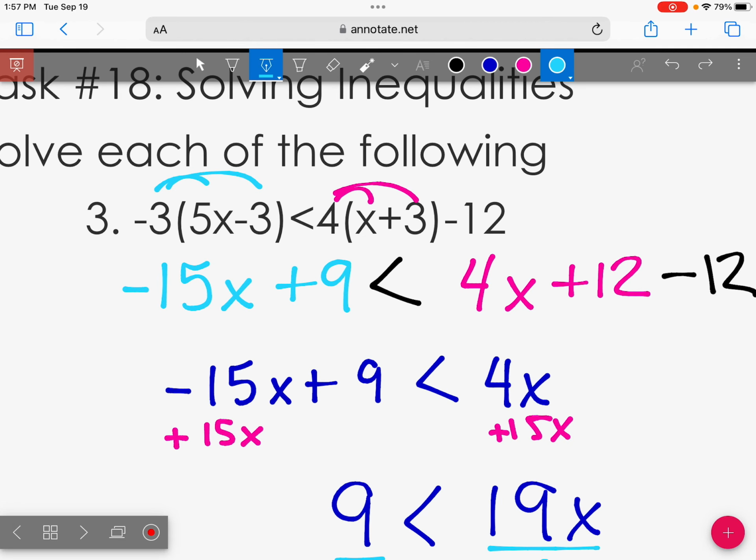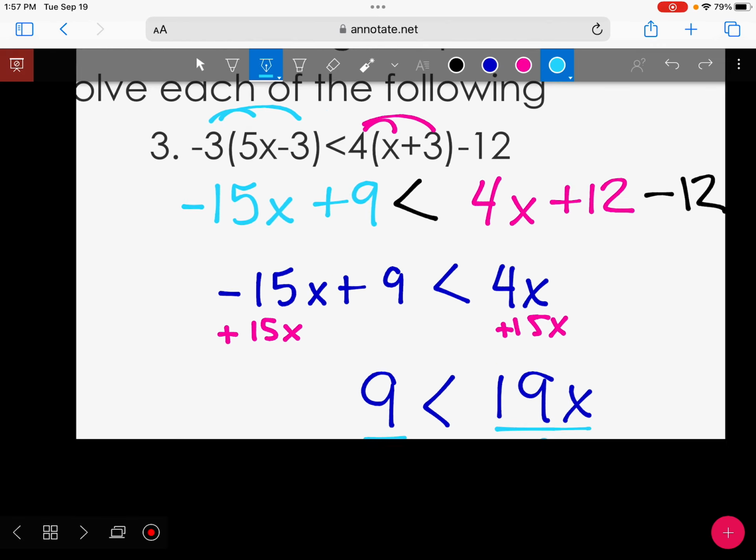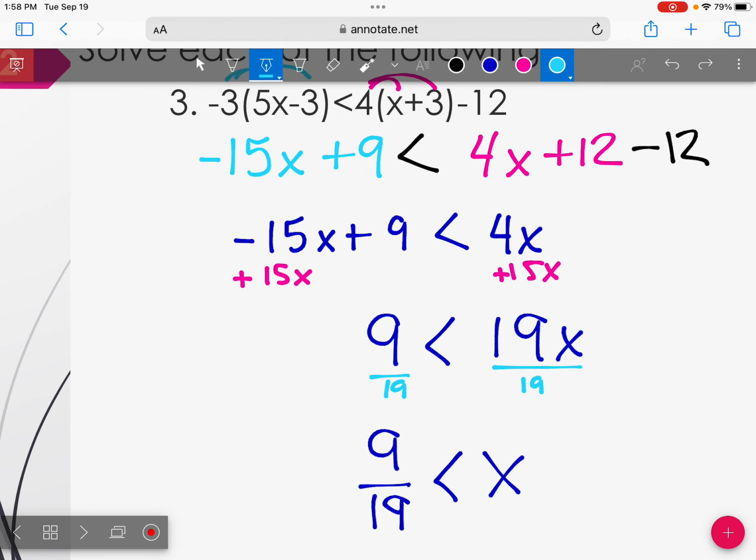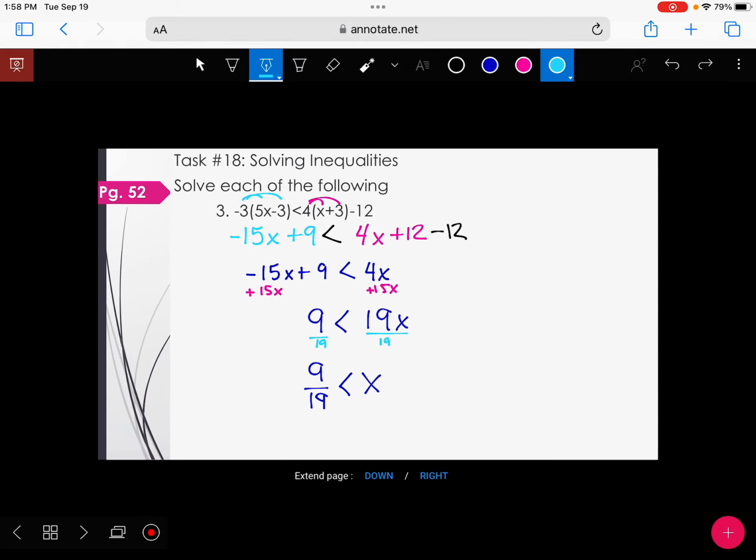How do we get x by itself? Divide by 19. X is greater than 9 over 19, or 9 over 19 is greater than x, which decimally is 0.473. But 9 over 19 is a totally fine fraction.